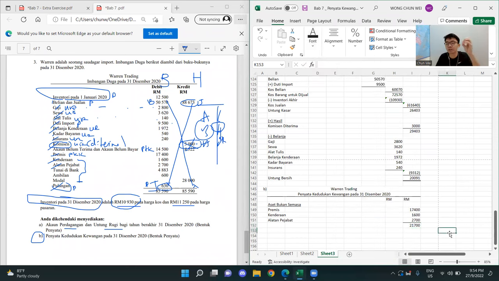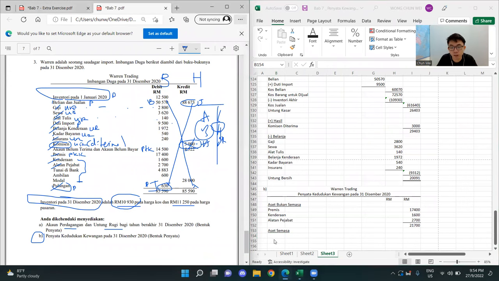Okay, after you get your aset bukan semasa, the next thing will be your aset semasa, the current asset. Right, what will be in your current asset? So other than this aset bukan semasa, the rest will be your asset, like what? 290 bank.